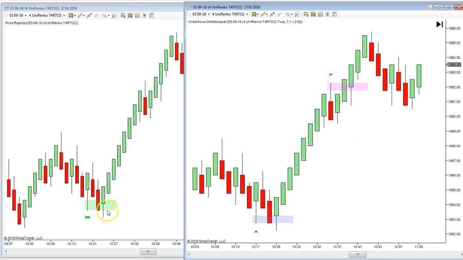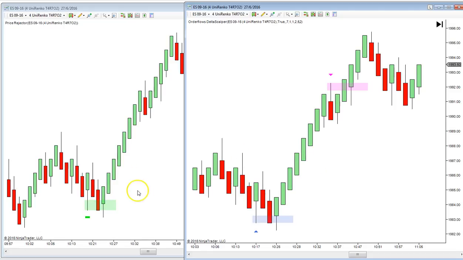Oh no, here, see it back here. What time is this? 10:17. The same bar, the Delta Scalper and the price rejector give a signal. So if you're using them together, say you have to wait for the two bars or the two signals to kick off at the same time.